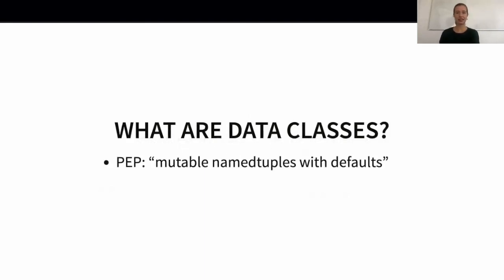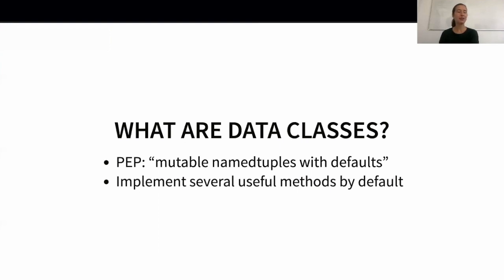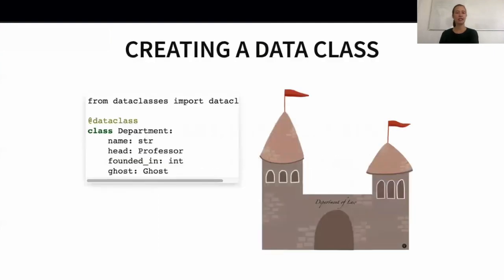Okay, everyone, we're almost done. Last up are data classes. According to the PEP on data classes, they are basically mutable named tuples with defaults. We already looked at named tuples and used them for our Dark Army member class. Similar to named tuples, data classes make it much easier to create a class because they implement several useful methods by default. Let's create a data class and see what functionality it includes out of the box. We will use data classes to specify the different departments of Kilmere. We can create a data class by using the @dataclass decorator.